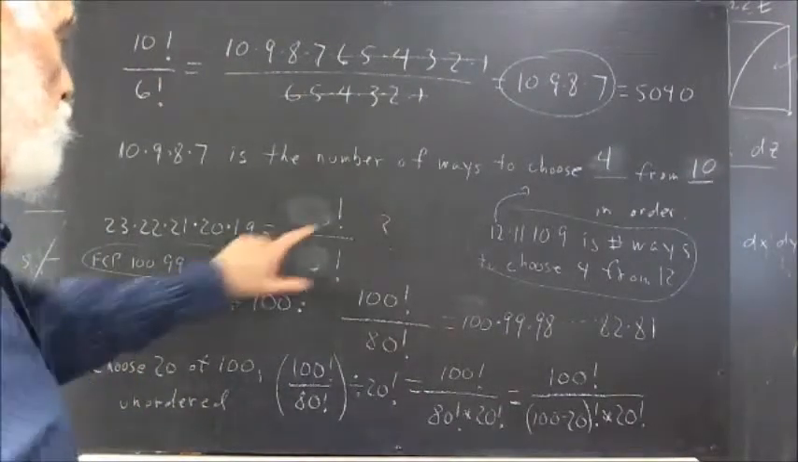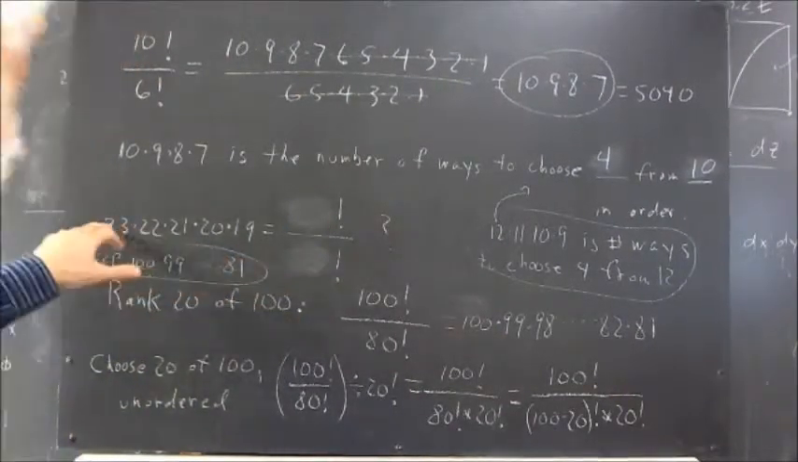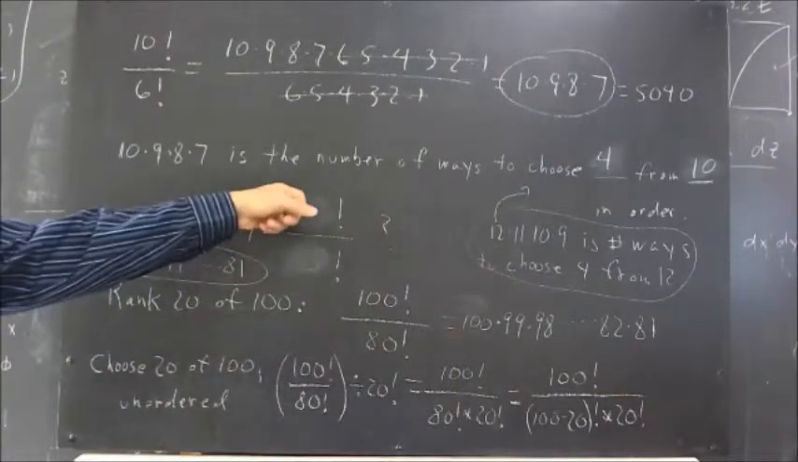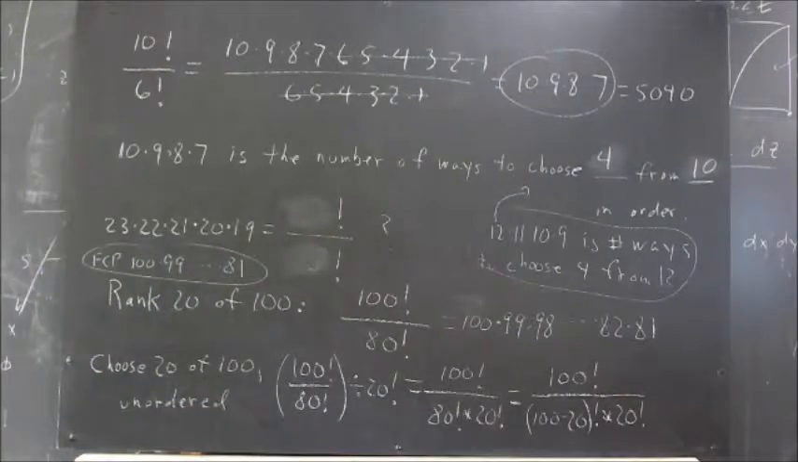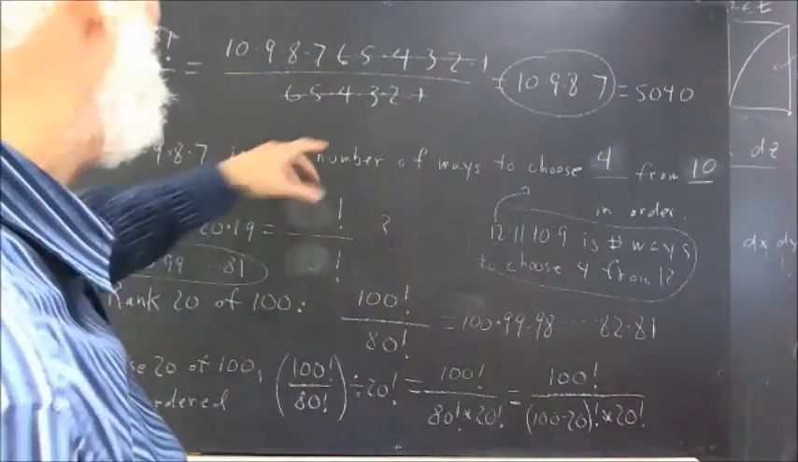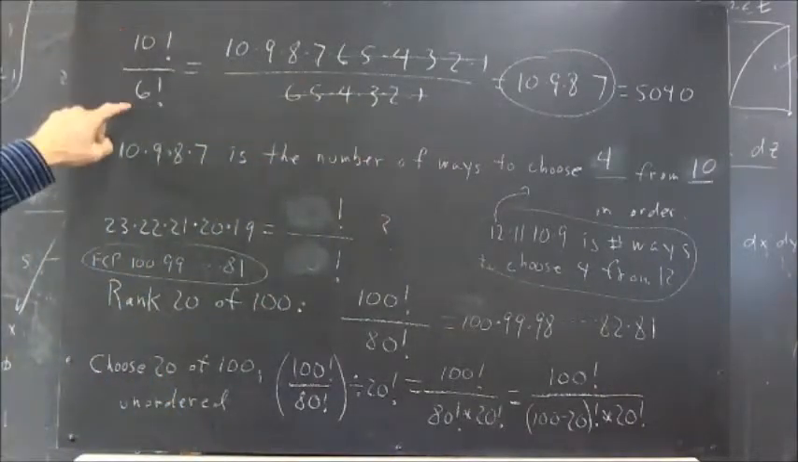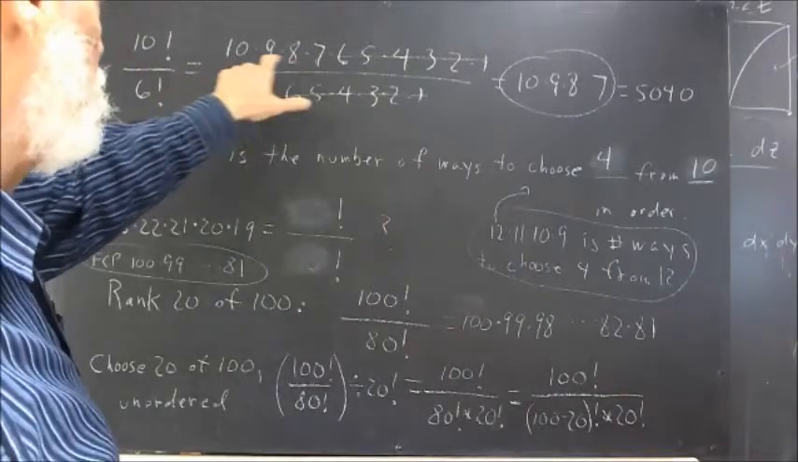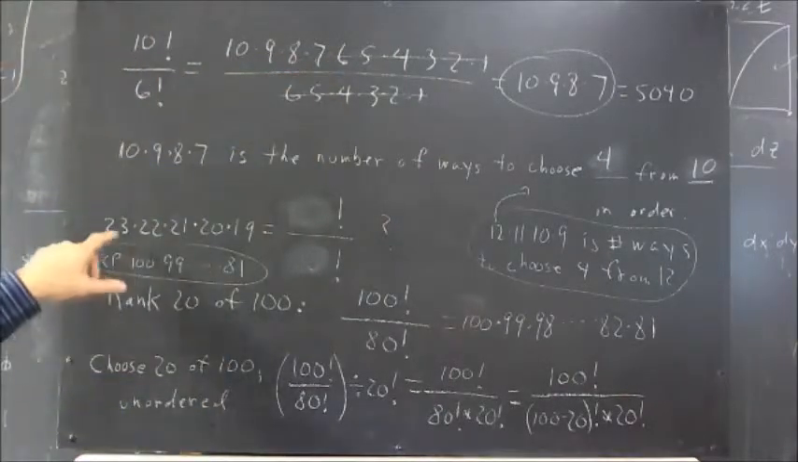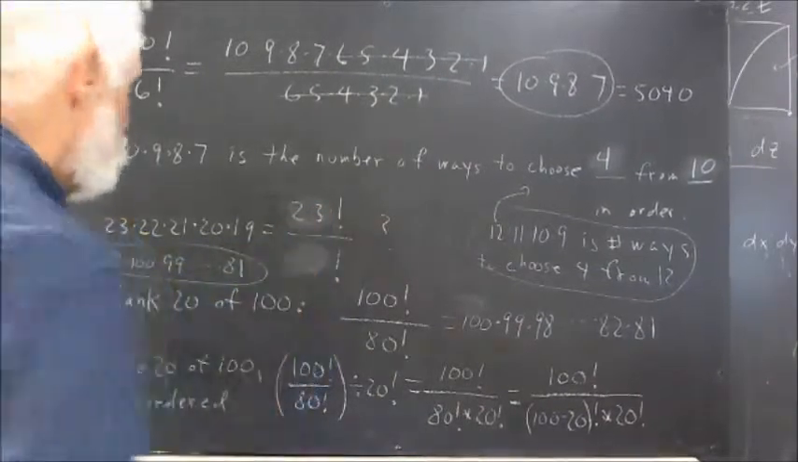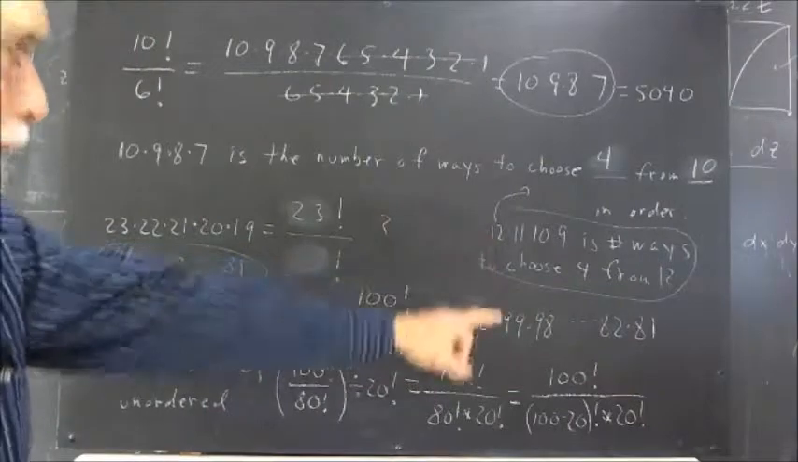Okay, so another question here. 23 times 22 times 21 times 20 times 19 equals what factorial divided by what factorial? Pause and figure this out. Okay, I'm going to go on. In the same way that dividing 10 factorial by 6 factorial left you with 4 numbers, 10, 9, 8, 7, we could divide 23 factorial by an appropriate factorial to get rid of everything from 18 down to 1.